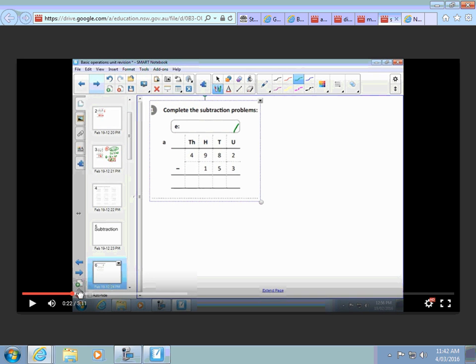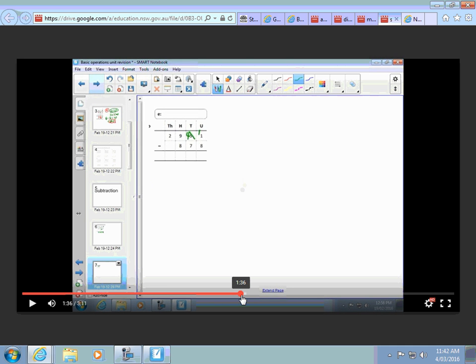Once again, we need to work in our units. Same thing, this clip goes for 3 minutes. We're working through the examples, looking at the place value, the borrowing, payback, and then giving some examples for the kids to try at home before returning to school the next day, and doing it in more detail in class.